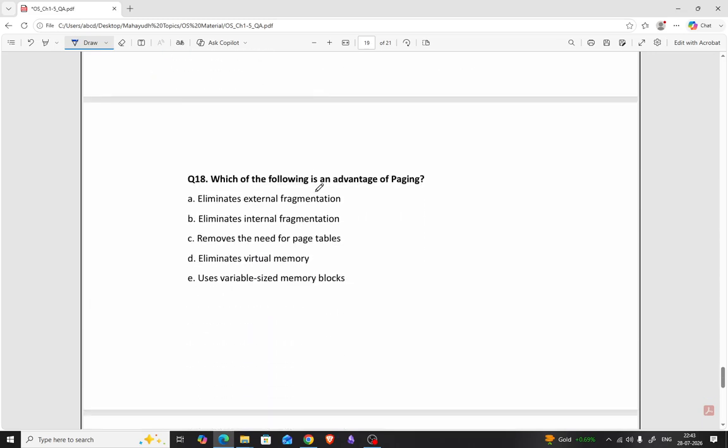Question number 18. Which of the following is an advantage of paging? This everyone should give the correct answer. Eliminates the external fragmentation.